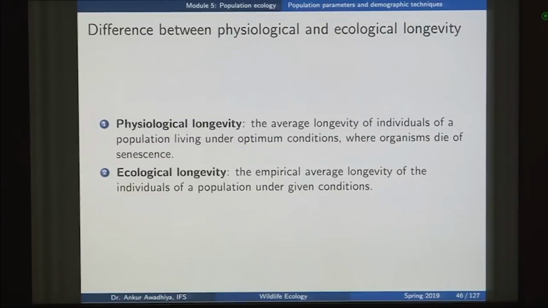Now physiological longevity is the average longevity of individuals of a population under optimum conditions where organisms die of old age. So you are allowing all the animals to live till the end of their lives. But in the case of our ecological systems, we are more interested in ecological longevity, because when an animal becomes old, it might be preferentially preyed upon. So it gets eaten up by the predator. So what is the empirical average longevity of individuals of a population under given conditions, under the conditions of diseases, under the conditions of predators and so on.